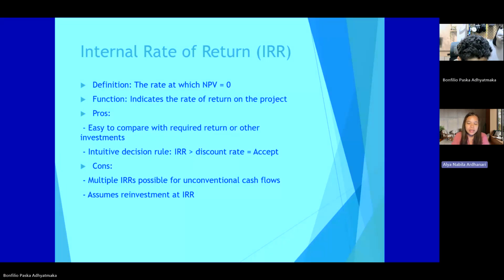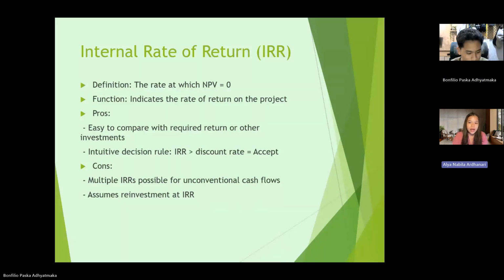So there are several advantages to using the IRR. First, it is easy to compare with the required return or other investments. And second, it provides a simple decision rule: if the IRR is greater than the discount rate, we can accept the project.